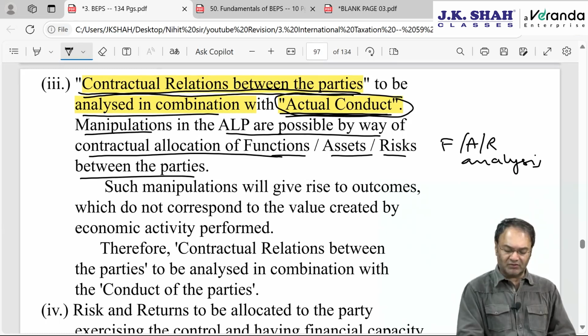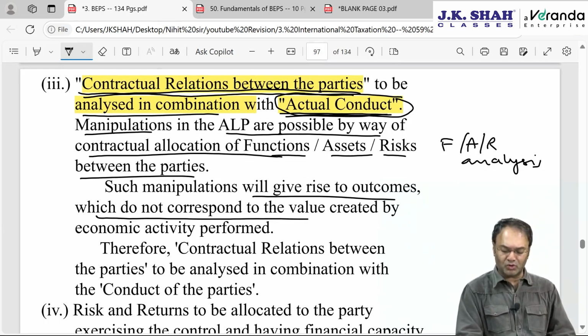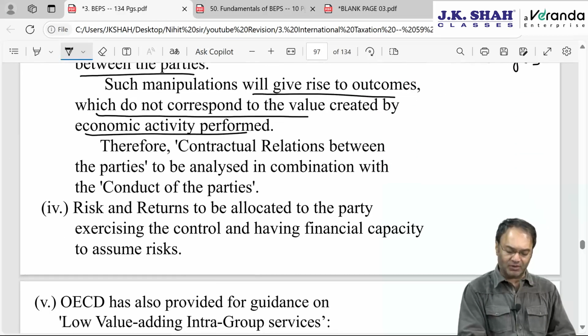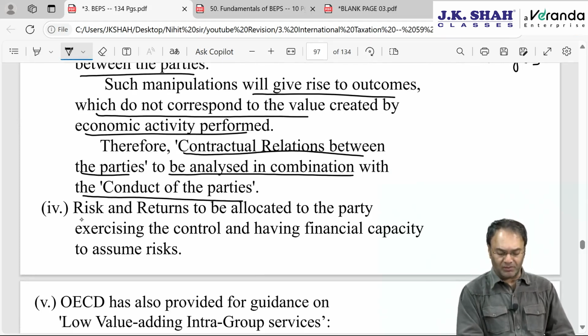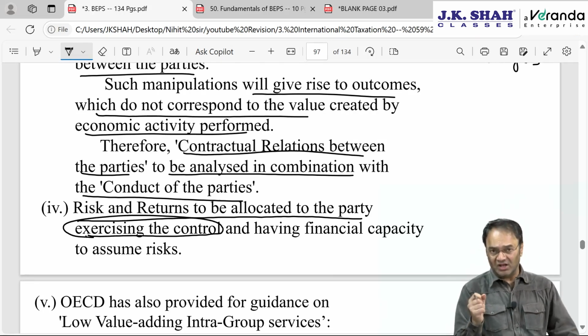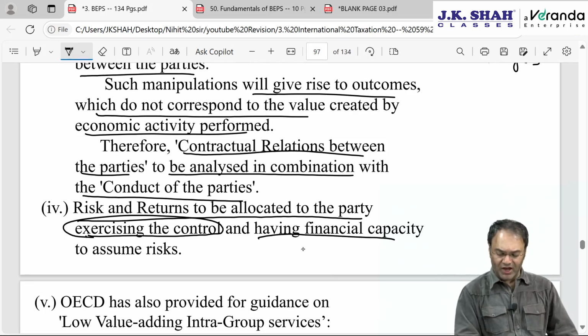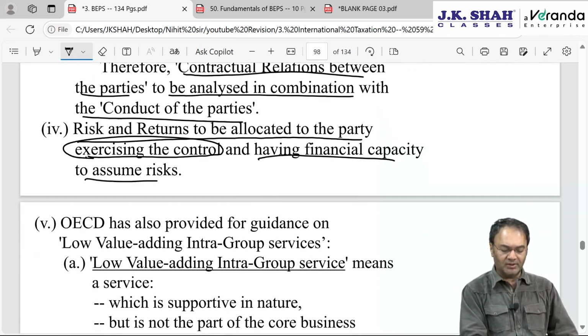Such manipulations will give rise to outcomes which do not correspond to the value created by economic activity performed. So contractual relations between the parties are to be analyzed in combination with the conduct of the parties. Risk and returns are to be allocated to the party exercising the actual control or the decision making authority and having the financial capacity to assume risk.